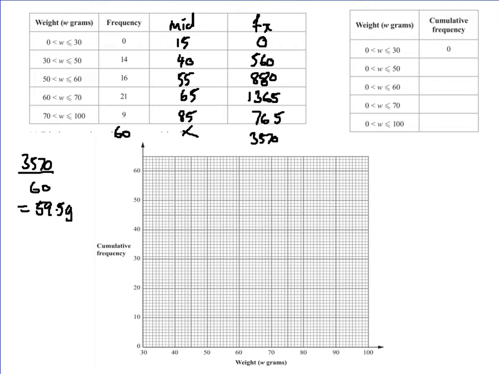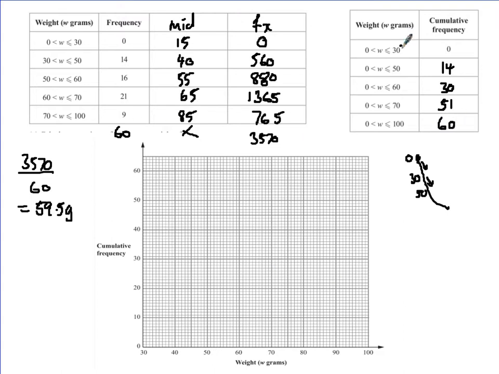Then we're going to complete the cumulative frequency table. So cumulative frequency, think of it as a snowball rolling down a hill. It accumulates snow as it's going, so it starts from 0 to 30. How far it's rolled down, it's not picked anything up. But then when it rolls from 30 to 50, it picks up 14 bits of data. Then from there to 60, it picks up another 16 bits on top, so that's 30. Then add 21 on, you get 51, and then add your final 9, which gives you 60.